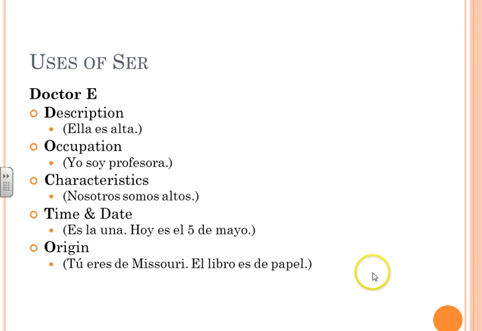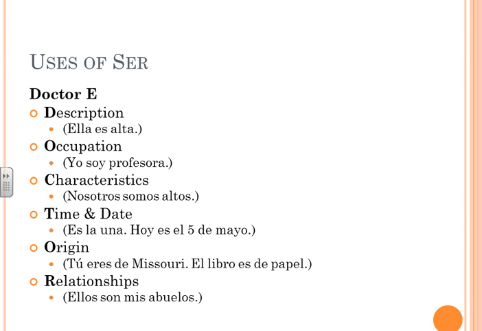The second O stands for origin, and that can be where a person is from. Tú eres de Missouri, you're from Missouri, or that something is made out of something else. So, el libro es de papel, the book is made from paper. R stands for relationships. Ellos son mis abuelos. Okay, they are my grandparents. And the E stands for event, location. La fiesta es en el parque. When we're talking about a party or a concert or something taking place somewhere, its location, we're going to use the verb ser.